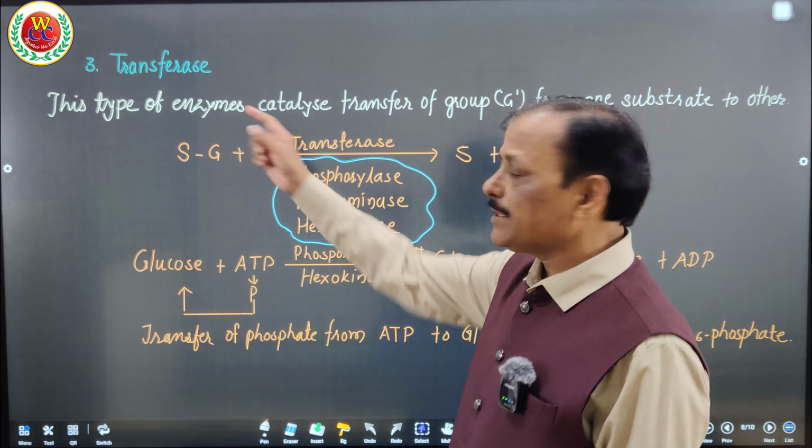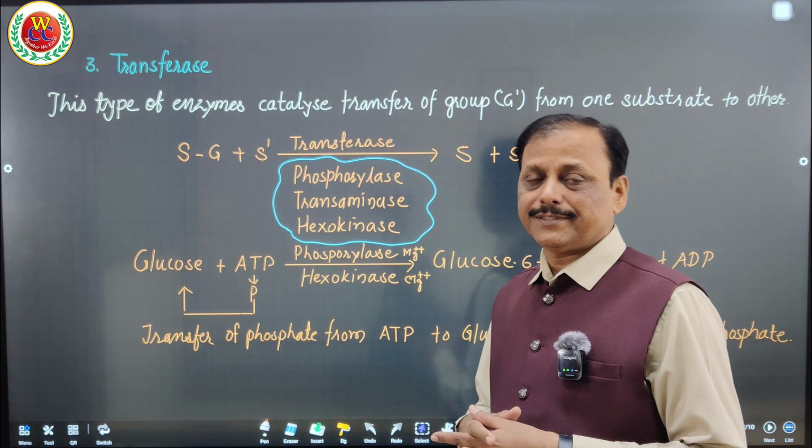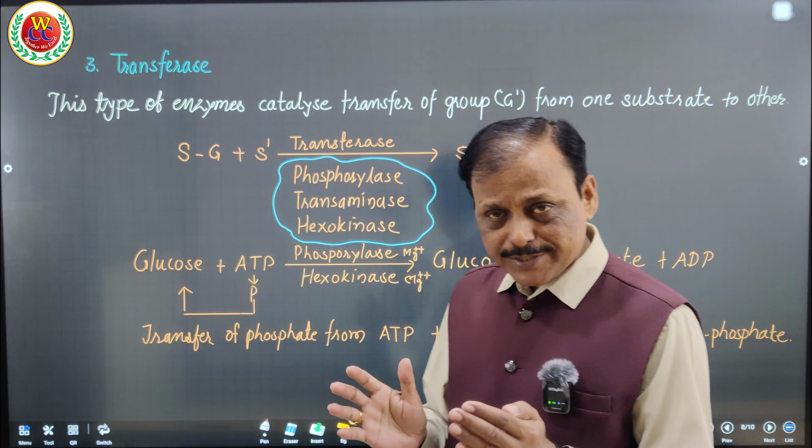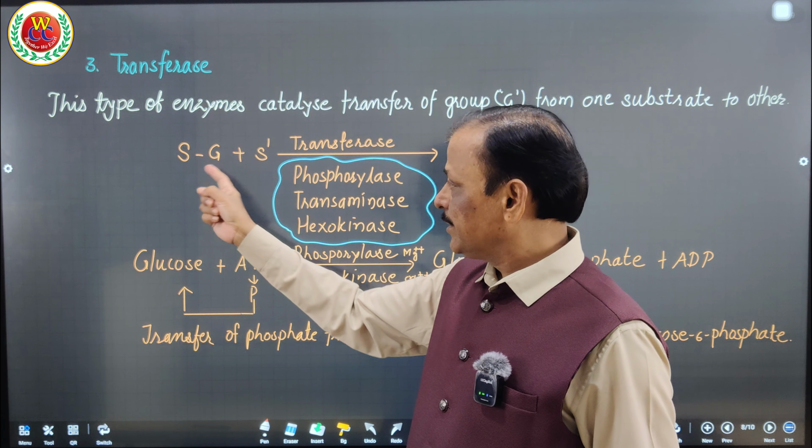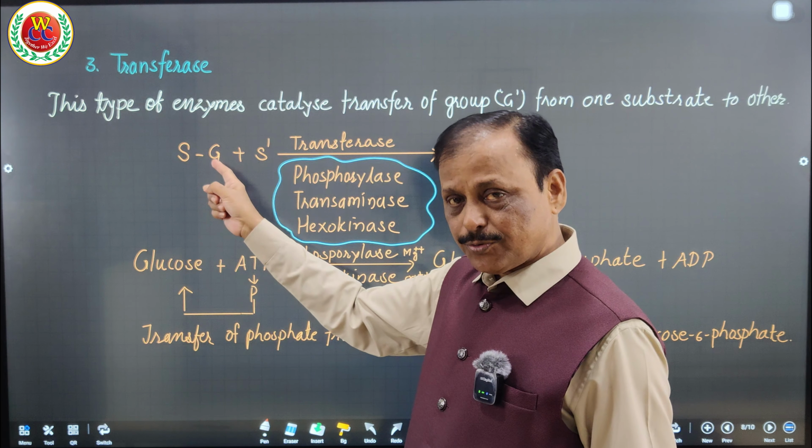Now here the transferase means something is transferred from one substrate to another substrate, and here it is shown substrate 1 which has that G as a group.